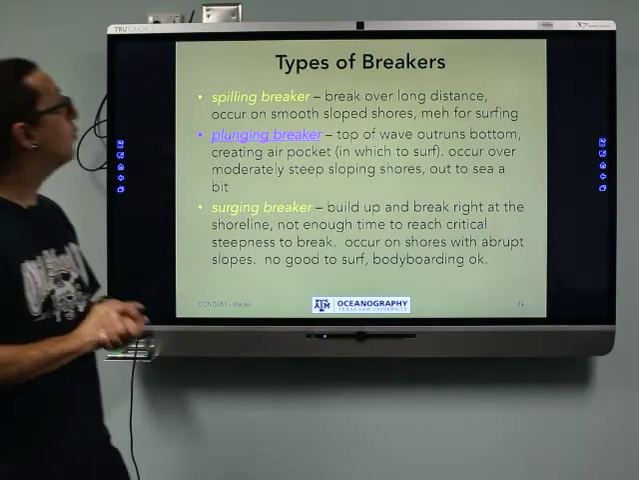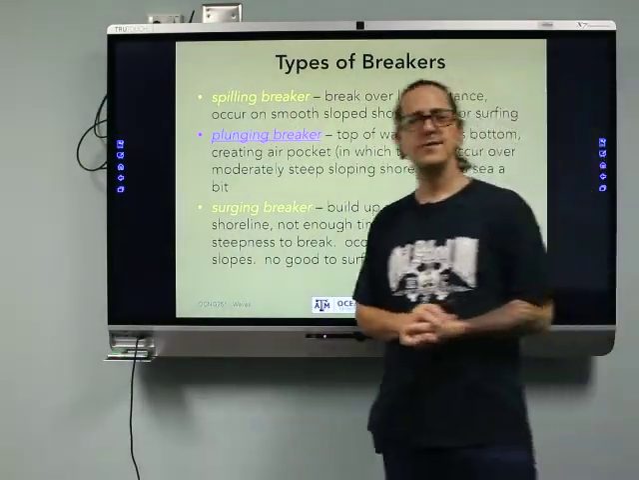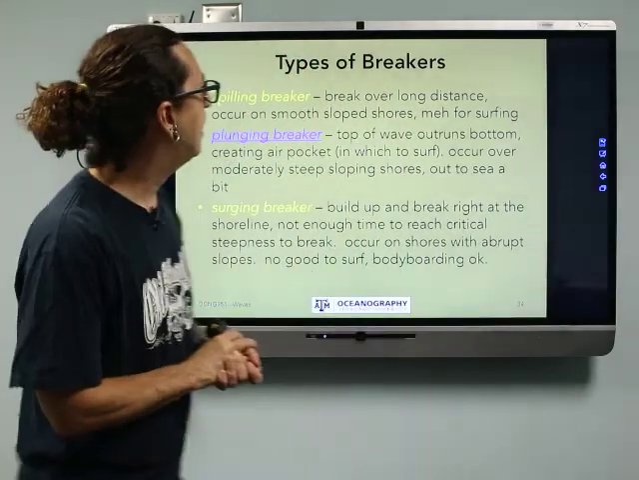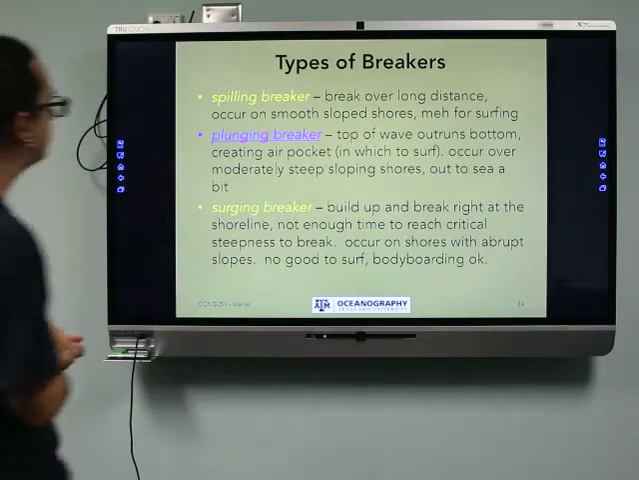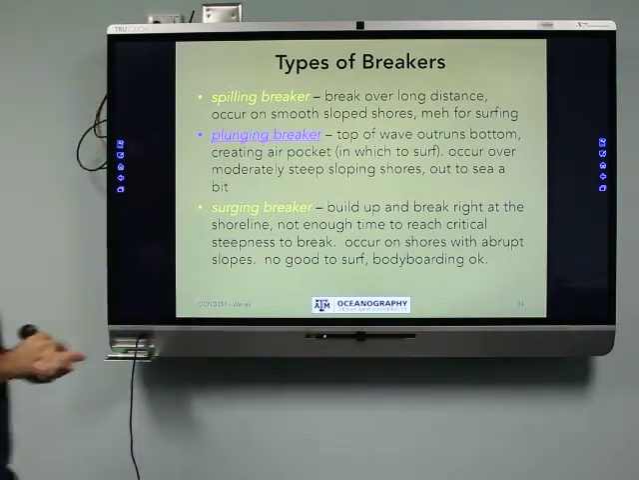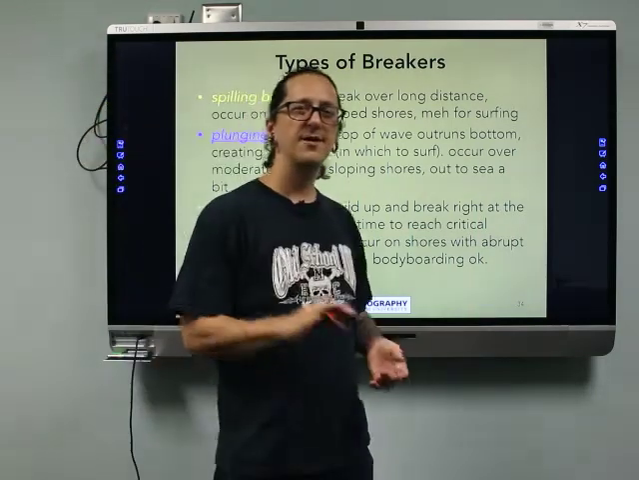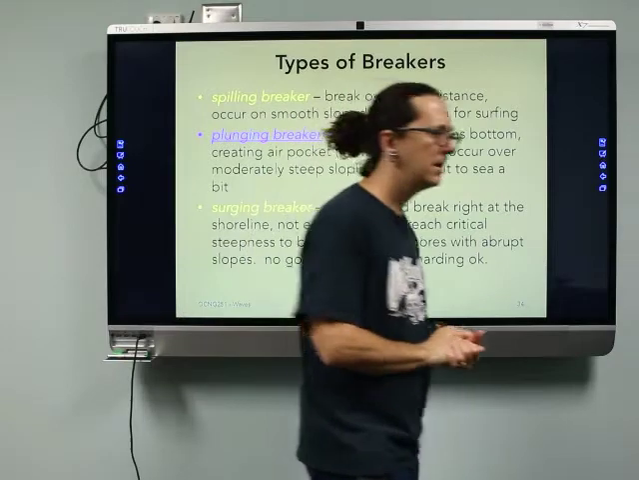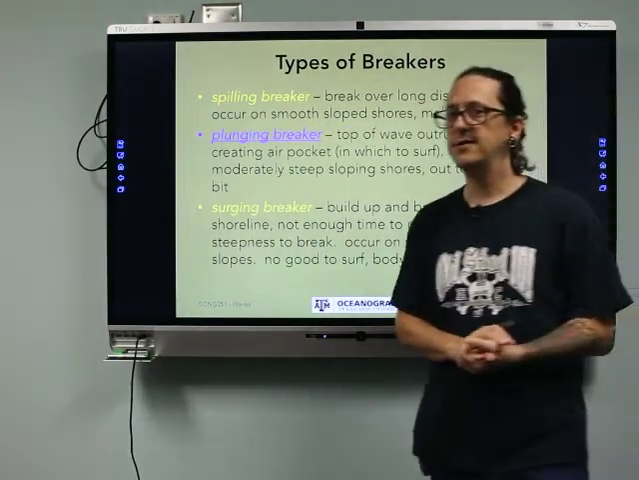Okay, so when the wave does finally break, there's a few different ways it can do this. A few different styles, let's say. And there are 3 that we talk about in this course. One is the spilling breaker. These break over a long distance. They occur on the smooth sloped shores, and they're meh for surfing. Smooth sloped shores, where do you think those happen?